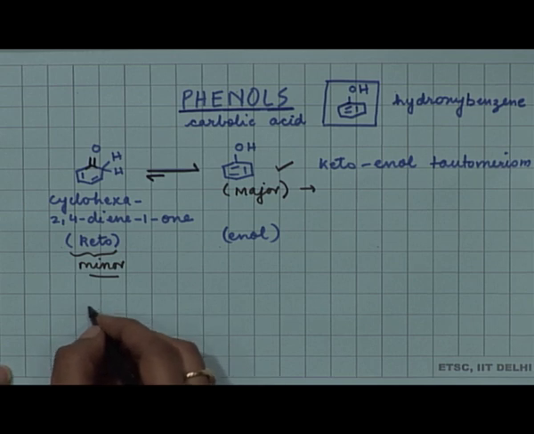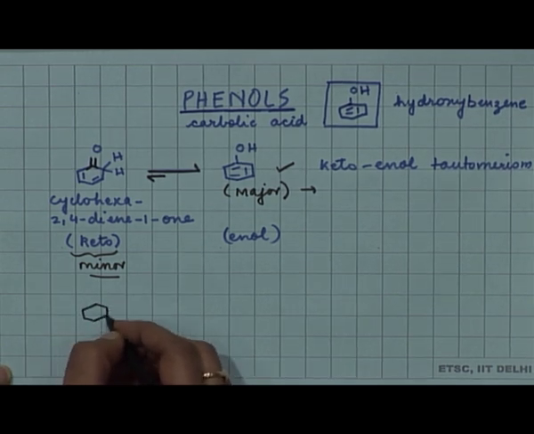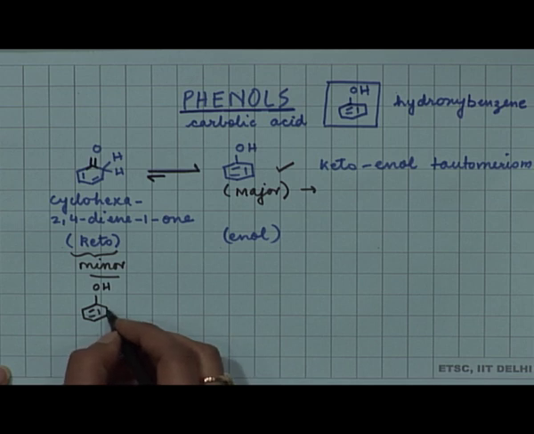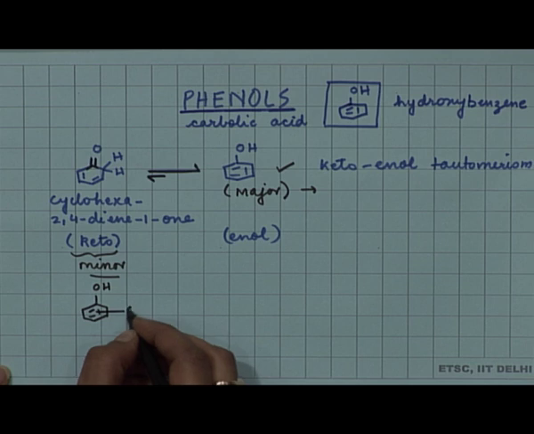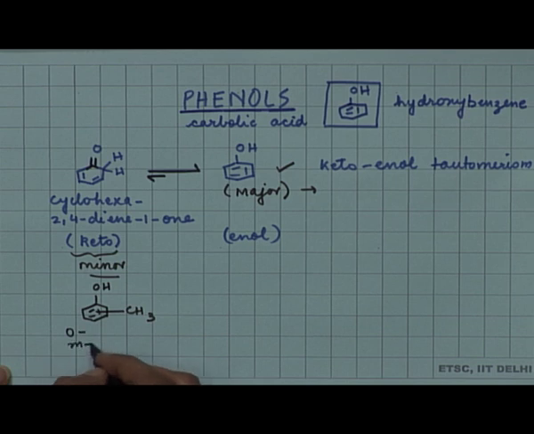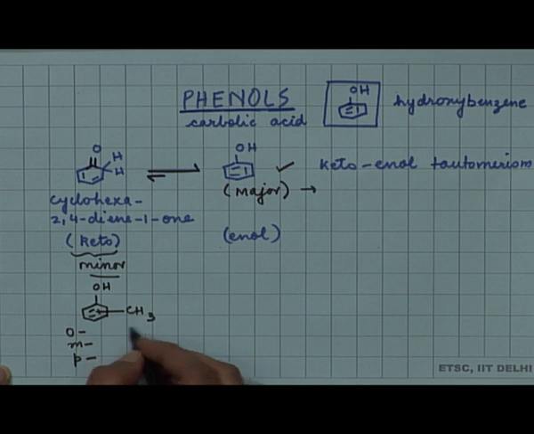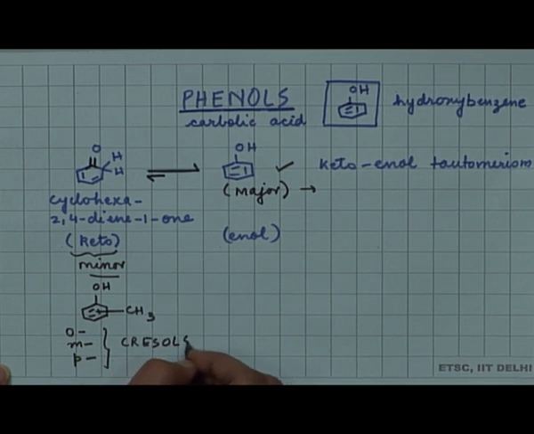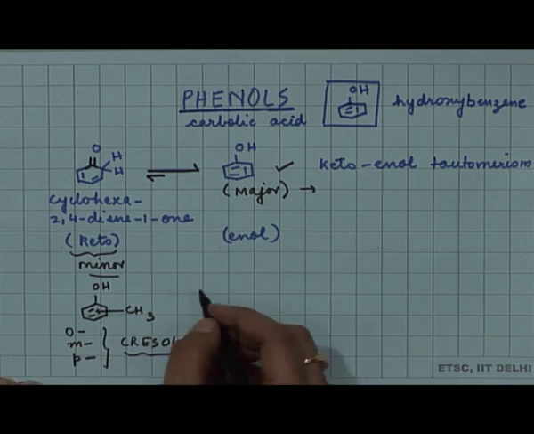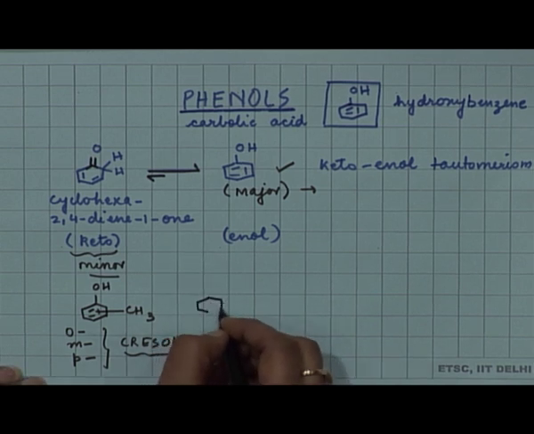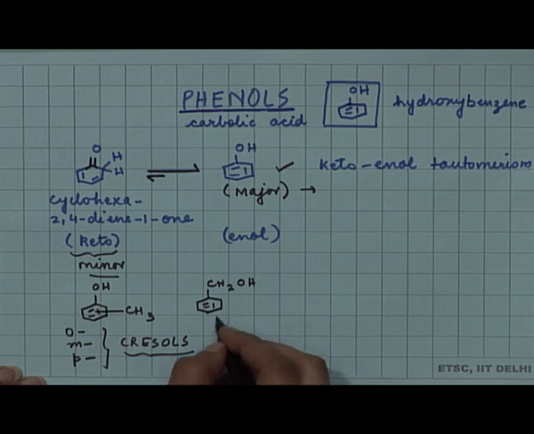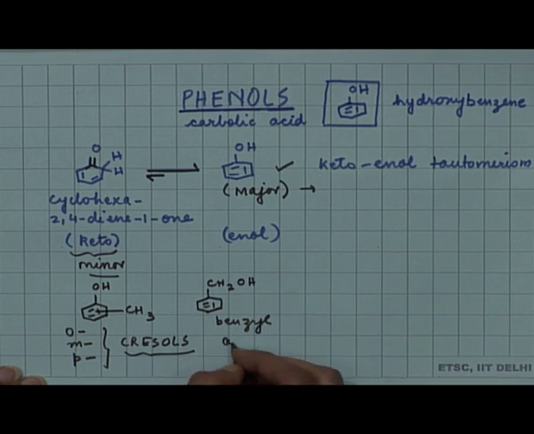Let us look at some examples of phenolic compounds. If you have a simple phenol substituted with a methyl group at the ortho, meta or para position, which I can represent like this, it becomes an ortho-methyl, a meta-methyl or a para-methyl phenol, and these methylated phenols are called cresols. So, the methyl substituted phenol is called cresol, and this is isomeric with this molecule, which is nothing but benzyl alcohol. So, cresols are isomeric with benzyl alcohol.